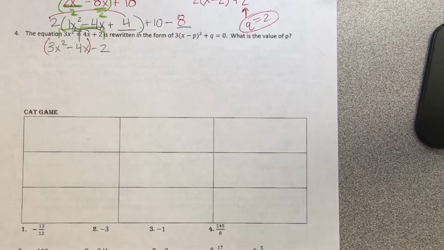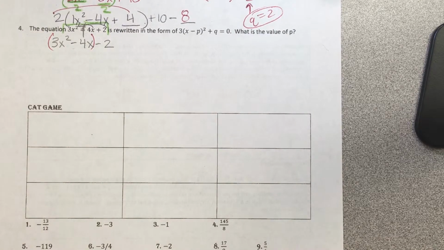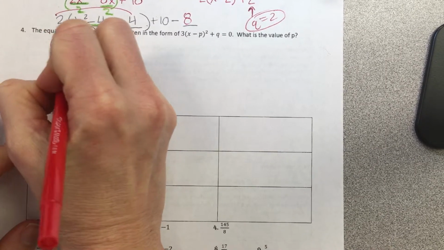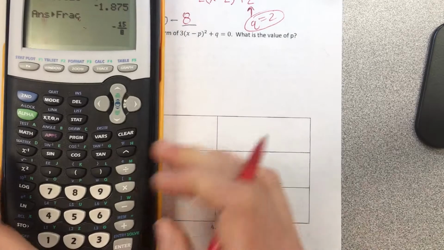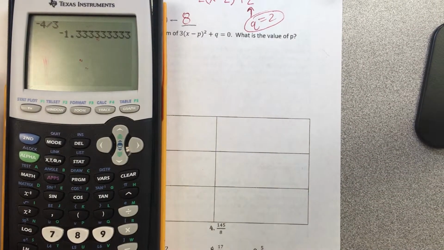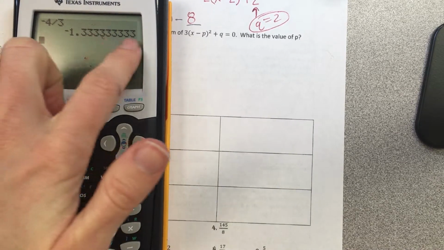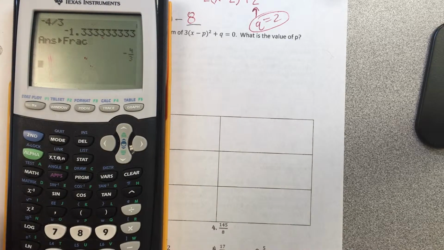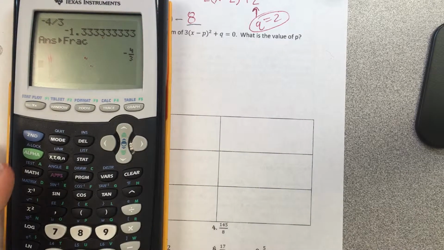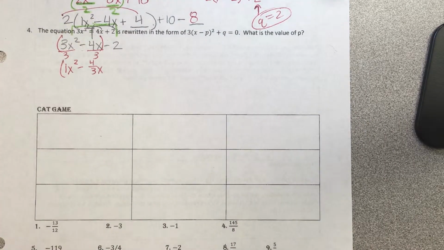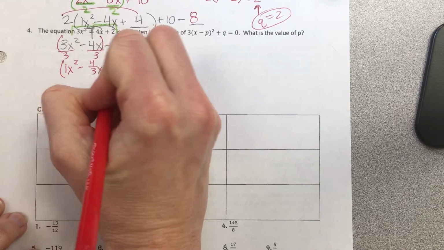All right, put my parentheses in. Then what? Divide by 3. So that's going to give me 1x squared. I need to show y'all this real quick. If you do negative 4 divided by 3, what do you get? You get a repeating decimal. So we need to do fractions on this one. Math, enter, enter. So negative 4/3 x. What else? Plus a blank.